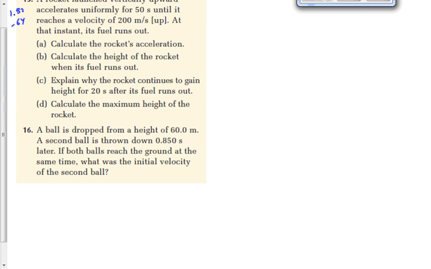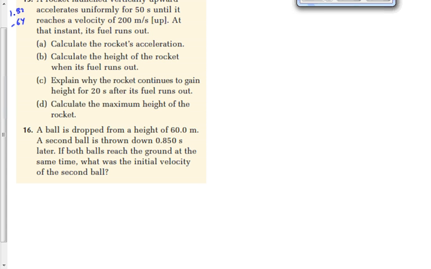All right, 16, finally, it says, a ball is dropped from a height of 60 meters. A second ball is thrown downward 0.850 seconds later. Both balls reach the ground at the same time. What's the initial velocity of the second ball? Hey, I would bet that some of you looked at this question and said, what? How am I supposed to even start this question?